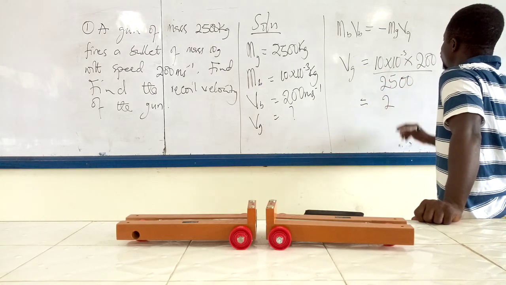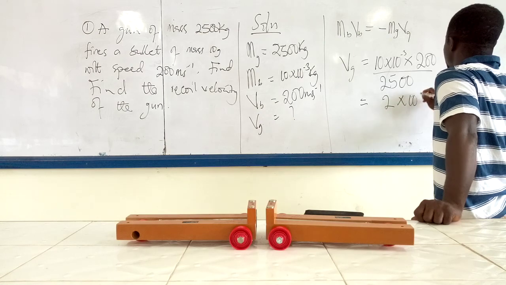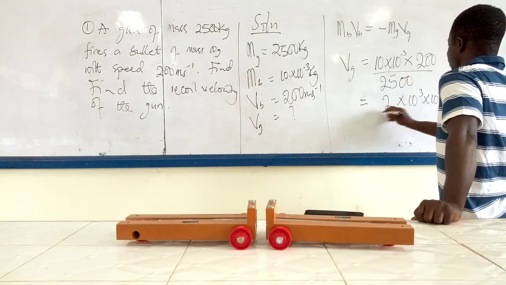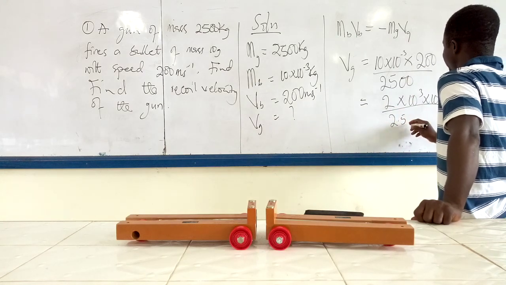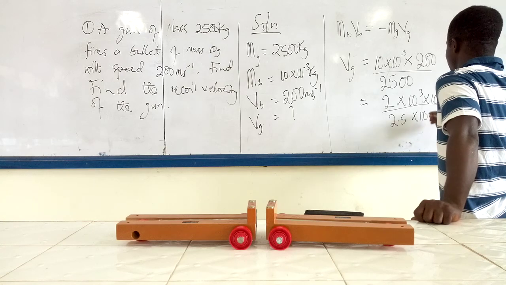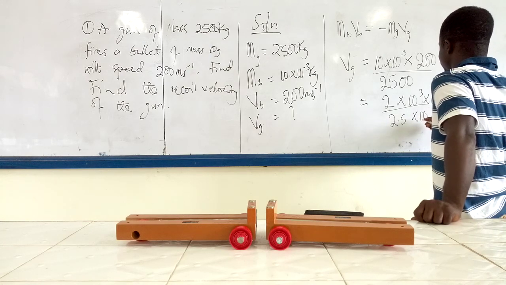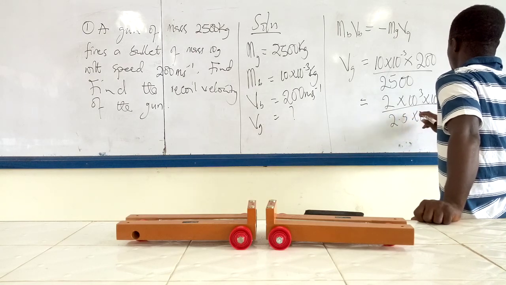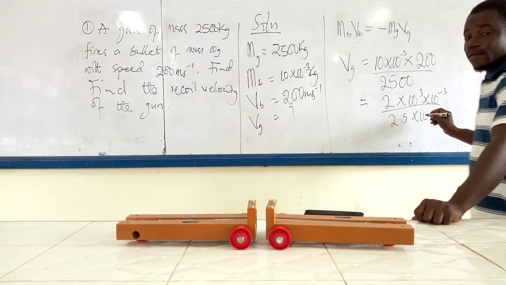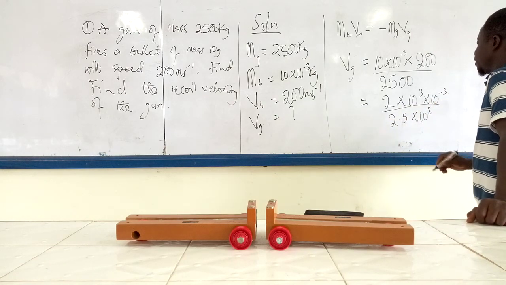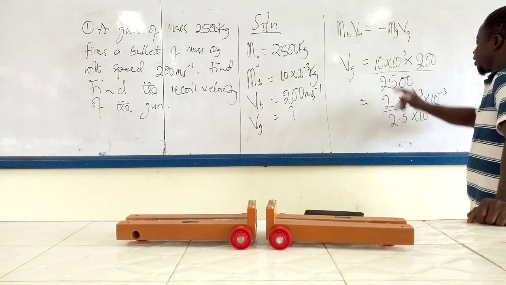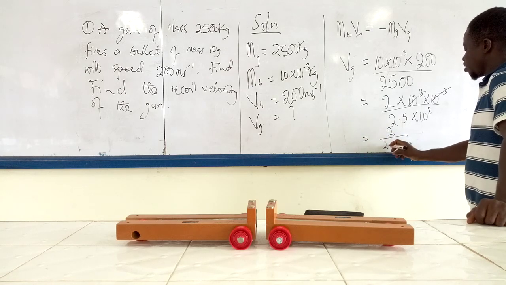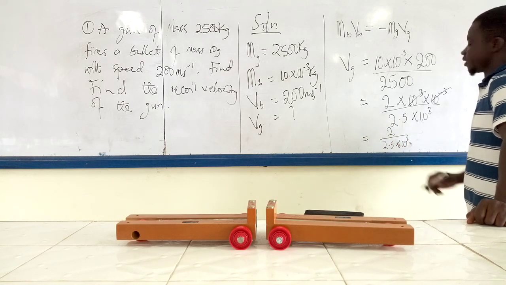When we simplify this, it gives 2 times 10 raised to the power 3, times 10 raised to the power minus 3, all over 2.5 times 10 raised to the power 3. So this cancels with this, and this gives us 2 divided by 2.5 times 10 raised to the power 3.